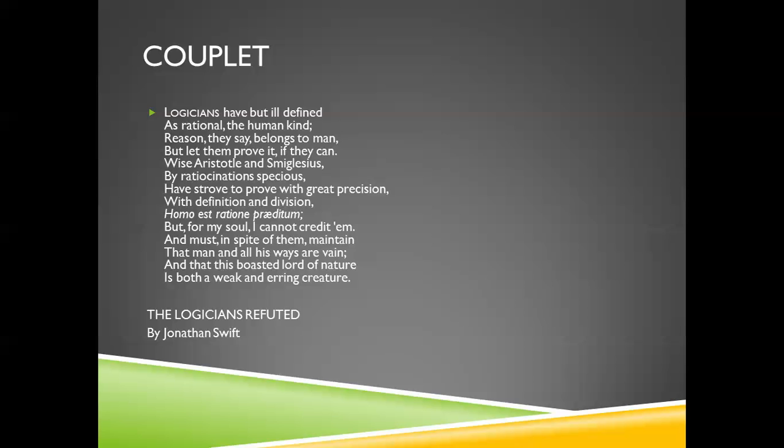Logicians have but ill defined as rational the human kind. Reason, they say, belongs to man, but let them prove it if they can. Wise Aristotle and Smiglesius, with rationation specious, have strove to prove with great precision, with definition and division, homo est rationis praeditum. But for my soul I cannot credit them, and must, in spite of them, maintain that man in all his ways are vain, and that this boasted lord of nature is both a weak and erring creature.